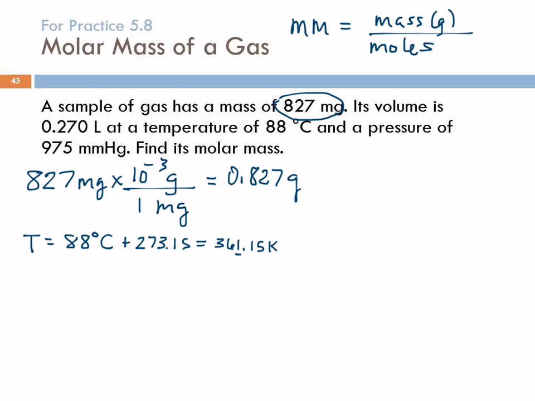And then they're giving us, I skipped over this one, the volume. Volume is 0.270 liters. And the pressure is 975 millimeters of mercury.